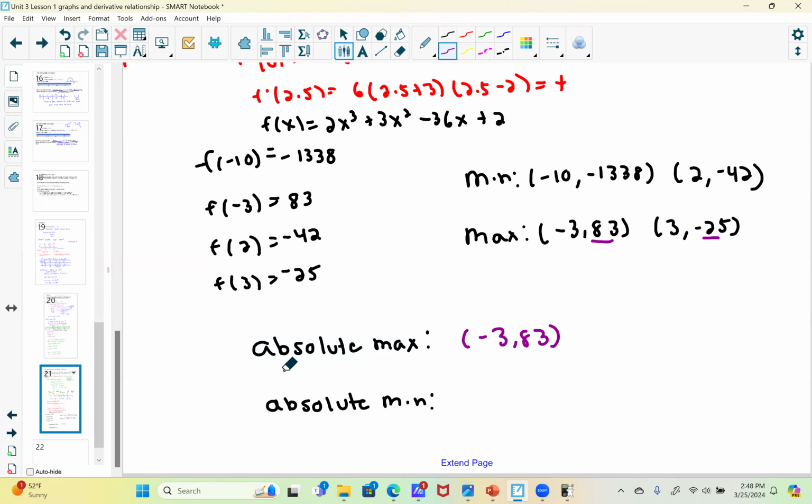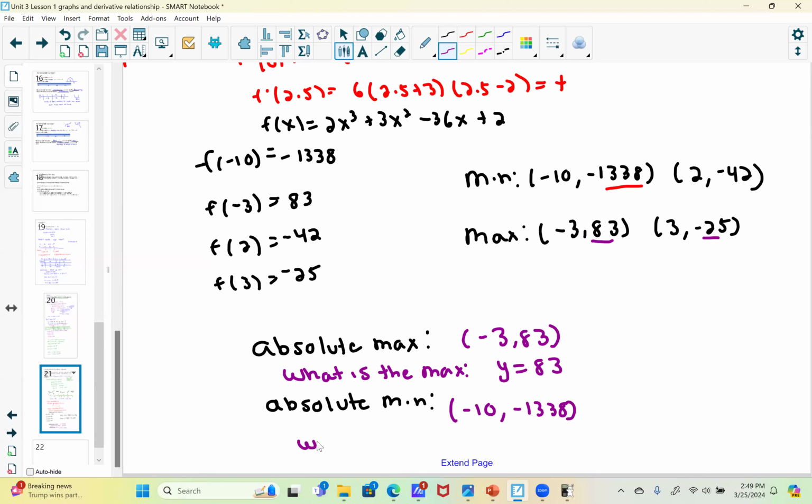If they say, what is the max? You give the y value. Okay, so the absolute max is y equals 83. If they say, where is the max? You give the x value. Say the absolute max occurs at x equals negative 3. Okay, so the absolute min is the lowest y value. So negative 1338 is definitely lower than negative 42. Okay, so remember, a bigger negative number is lower or smaller. And so I have my absolute min is -10, -1338.